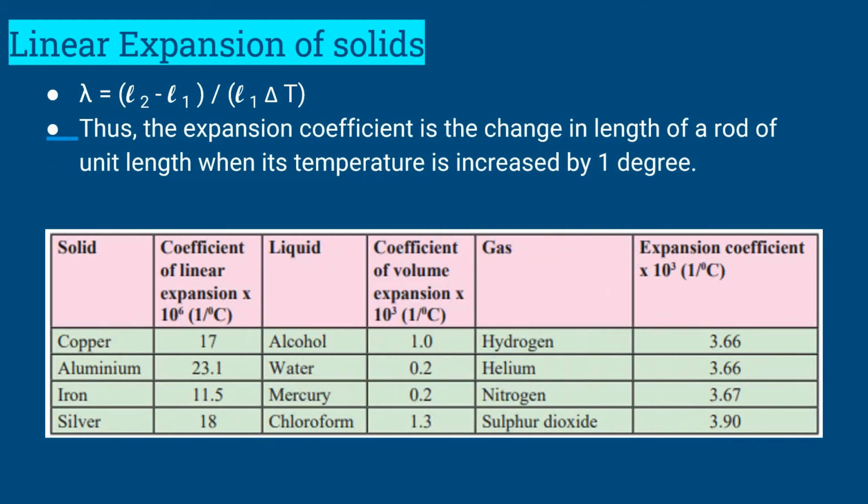So here are a few coefficients of linear expansion of substances that we use in daily life, that is copper, aluminum, iron, alcohol, water, mercury, chloroform, and of the gases as well, hydrogen, helium, nitrogen, and sulfur. So this is the coefficient of linear expansion, this is the coefficient of volume expansion, and this is the coefficient of expansion.